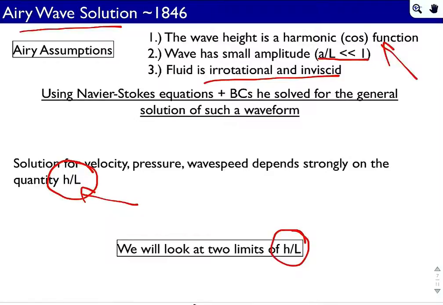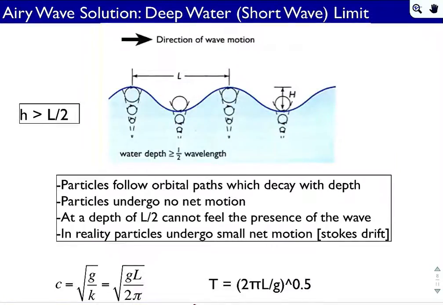So when h over L is big, that means it's very deep compared to the wavelength. And when h over L is very small, that means it's very shallow compared to the wavelength. Or conversely, the waves are very long compared to the depth. In those two limits, you have two very different phenomena.